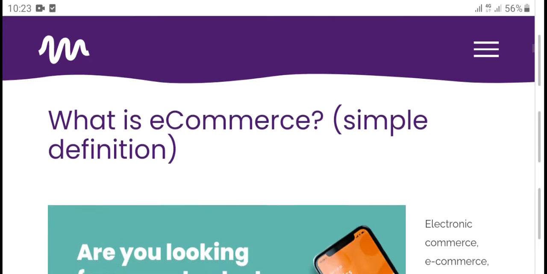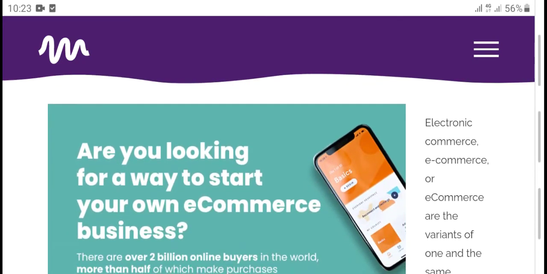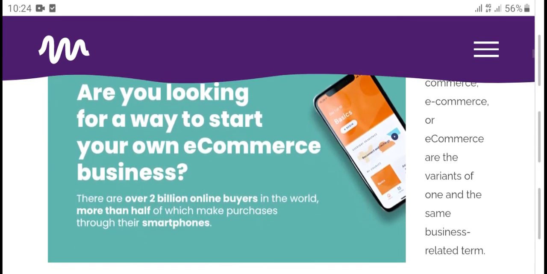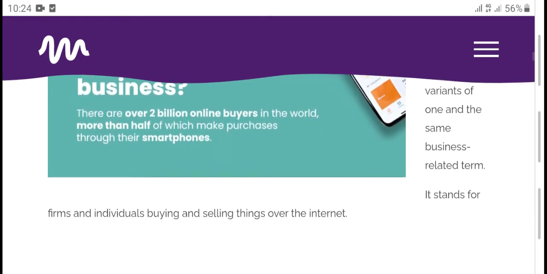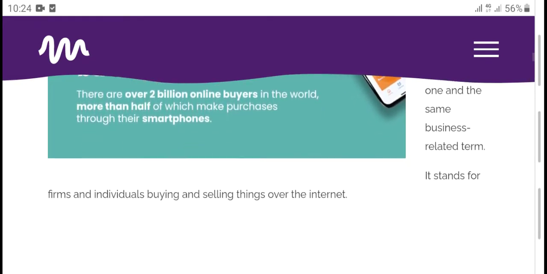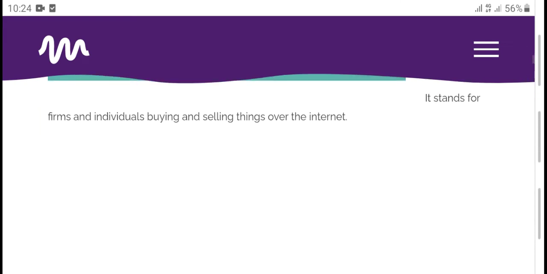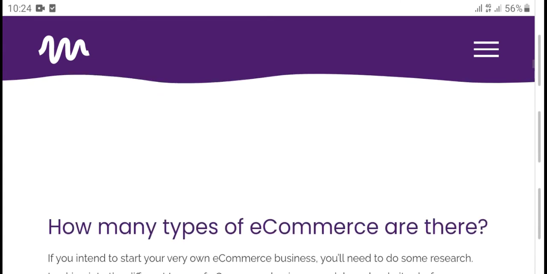What is e-commerce? Are you looking for a way to start your own e-commerce business? They offer 2 billion online buyers, and more than half make purchases on smartphones. E-commerce is individuals buying and selling things over the internet.